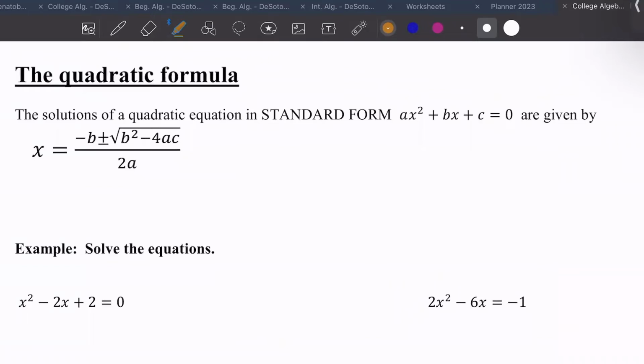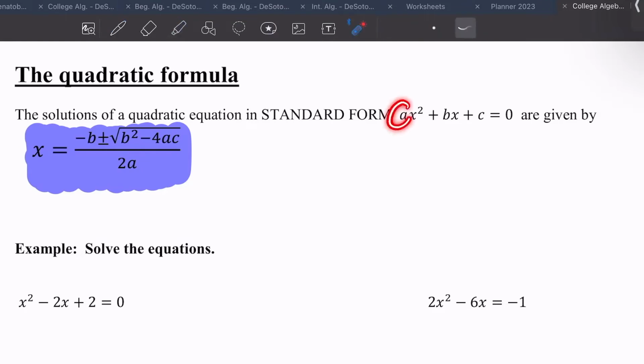So here is the quadratic formula. The solutions of a quadratic equation in standard form, ax squared plus bx plus c equals 0, are given by x equals negative b plus or minus the square root of b squared minus 4ac, all over 2a. Okay, so our a's and our b's and our c's correlate to the coefficients on our equation.